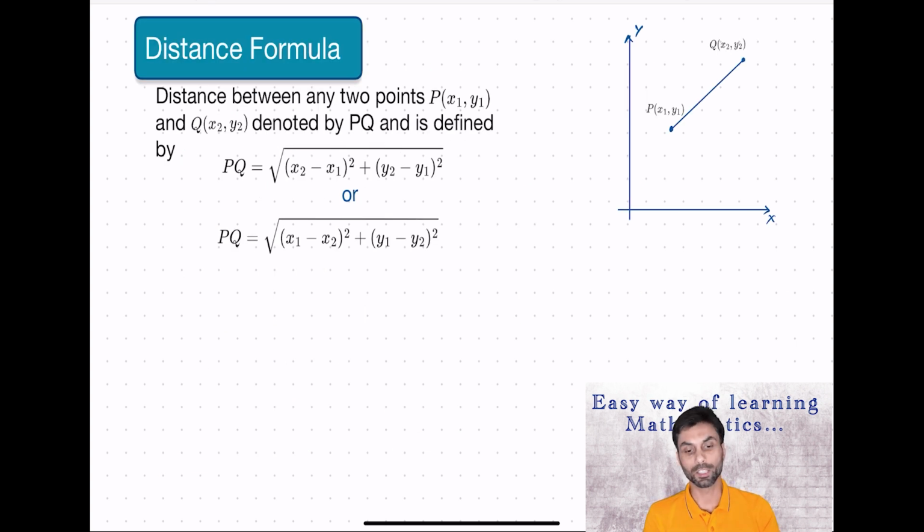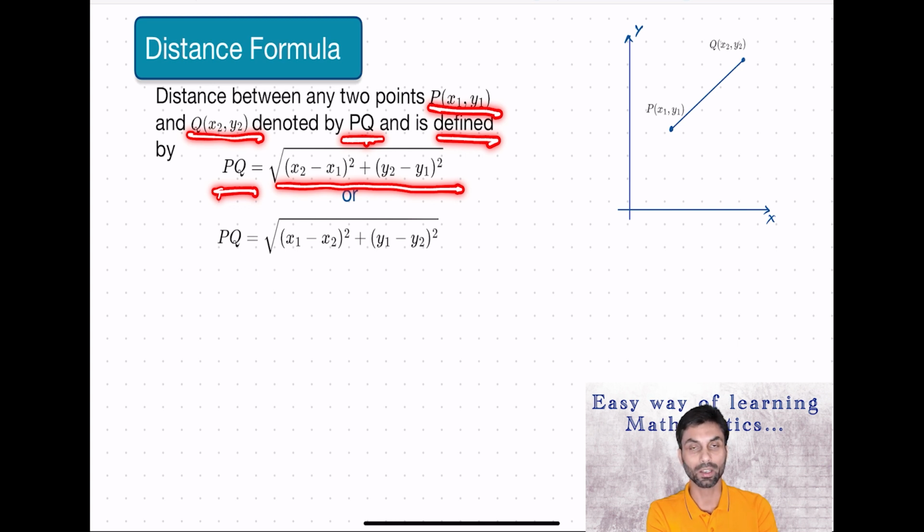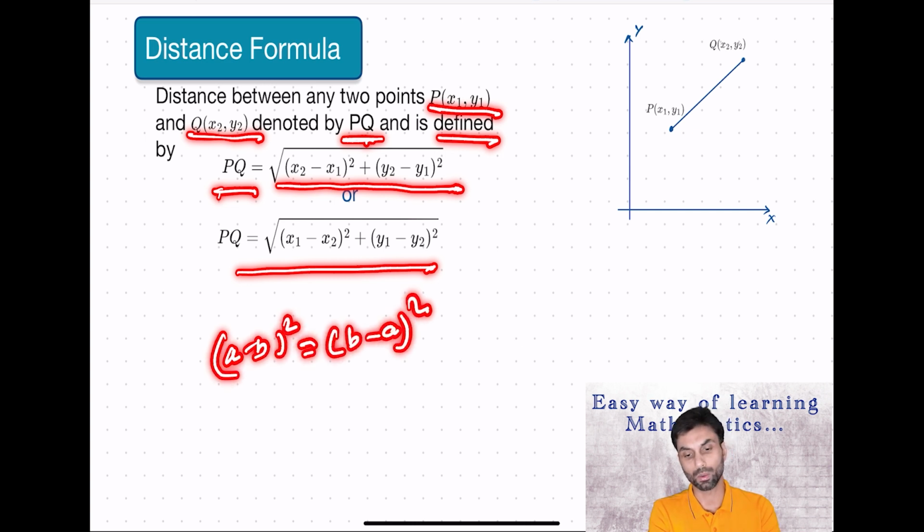Let's talk about the distance formula. The distance formula is used to find the distance between any 2 points in the coordinate system whose coordinates are given. So the distance between any 2 points P(x1, y1) and Q(x2, y2) is denoted by PQ and is defined by PQ equals the square root of (x2 minus x1) whole square plus (y2 minus y1) whole square, which can also be written as the square root of (x1 minus x2) whole square plus (y1 minus y2) whole square, as we know that (a minus b) whole square is the same as (b minus a) whole square.